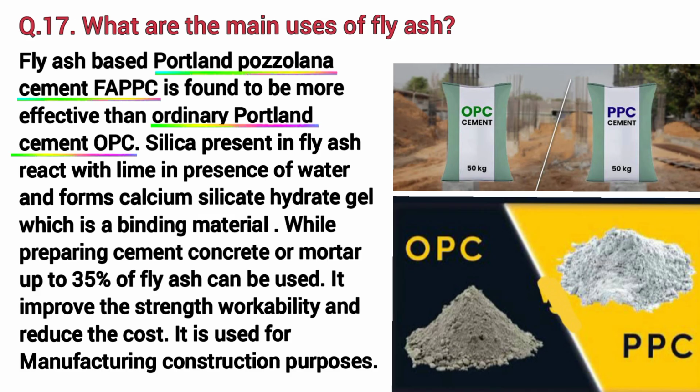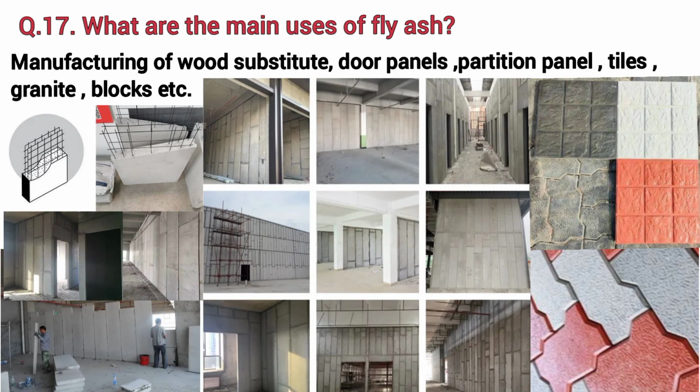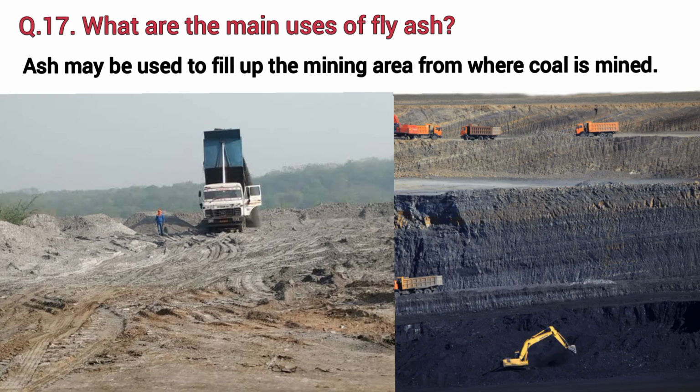a binding material. While preparing cement, concrete or mortar, up to 35% of fly ash can be used. It improves the strength and workability and reduces the cost. It is used for manufacturing construction materials, wood substitutes, door panels, partition panels, tiles, granite, blocks, etc. Ash may be used to fill up the mining area from where coal is mined.